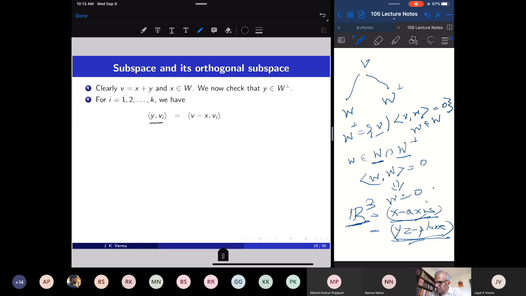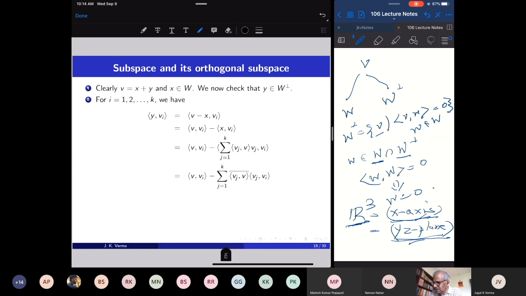So let's put the formula. The formula is inner product of V minus x with Vi, that is, inner product of V with Vi minus inner product of x with Vi. I know the formula for x. x was the sum of the projections of V in each of the directions Vi's. So this is the x, and I take the inner product with every Vi. But Vj and Vi are perpendicular if j is not equal to i. So when I take this inner product, only one term is going to survive, and that is corresponding to j equal to i.